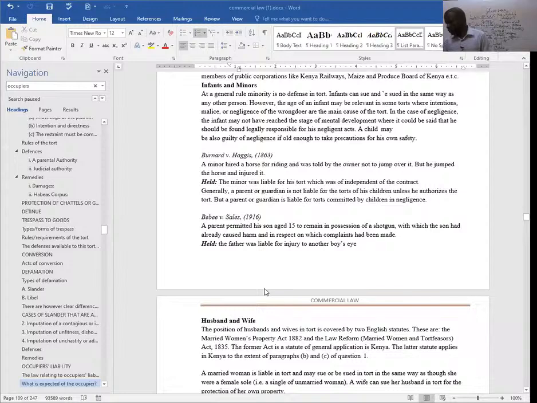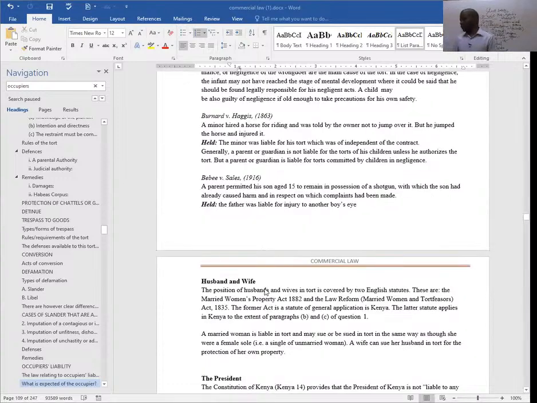Husband and wife. The position of a husband and a wife in tort is covered by 2 English statutes. This one is borrowed from the common law. The former act is a statute of general application in Kenya. A married woman is liable in tort and may sue or be sued in tort in the same way as though she were a female sole, or a single or unmarried woman. A wife can sue her husband in tort for the protection of her own property.